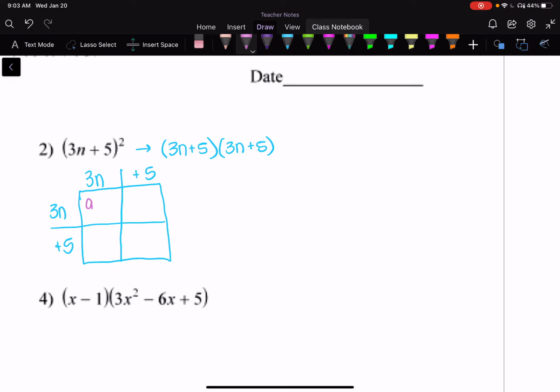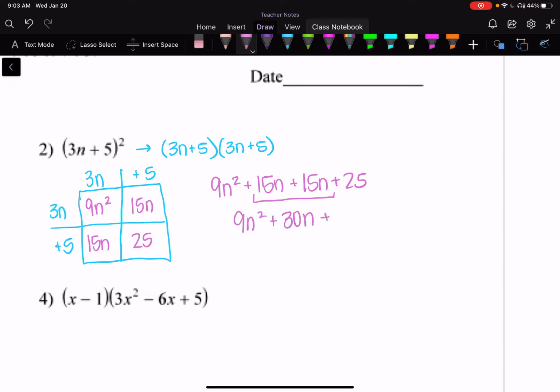And multiply within the box. And then pull out all of my terms and combine them together. Combine my like terms to get 9n squared plus 30n plus 25 for my final answer.